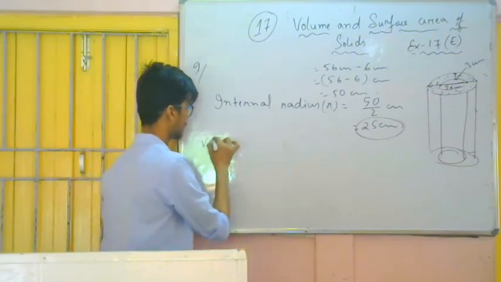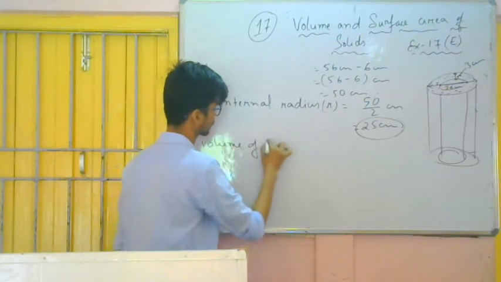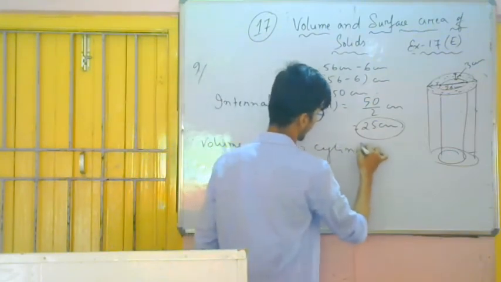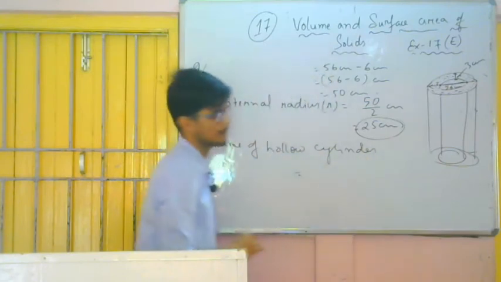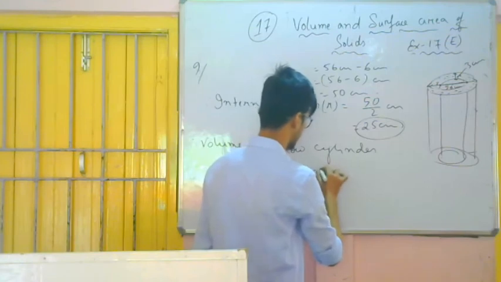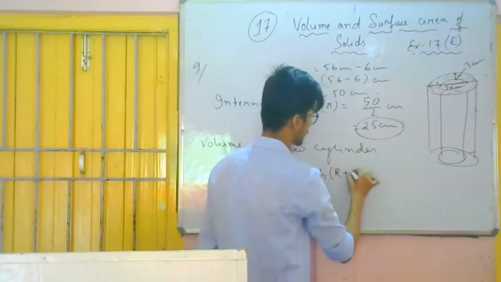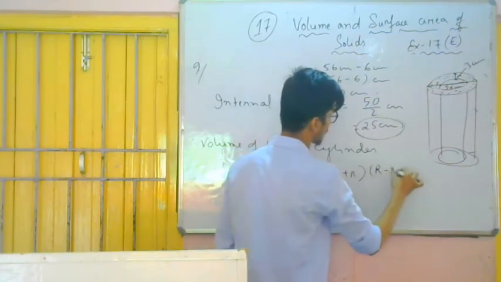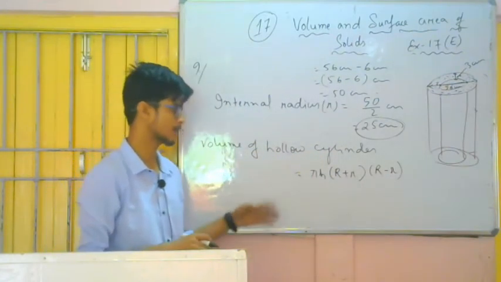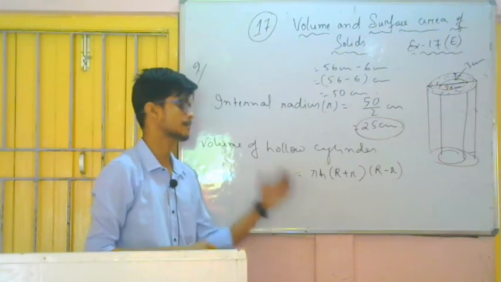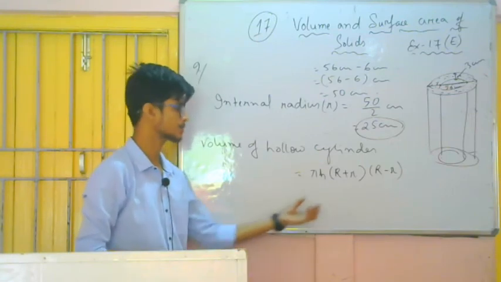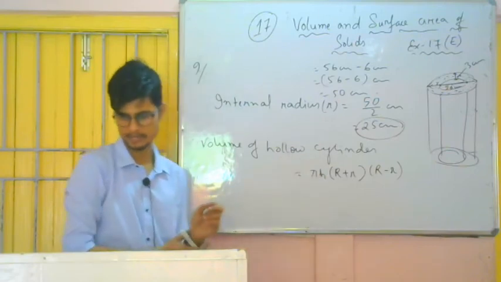Therefore volume of hollow cylinder, I will use the formula pi h (R plus r)(R minus r). I am using the last formula. I have shown 3 formulas. One is pi R square h minus pi r square h. Another one is just the substituted form. The last one I will write.